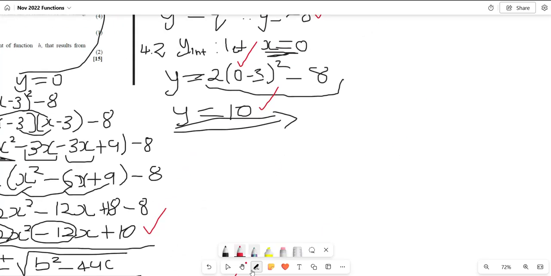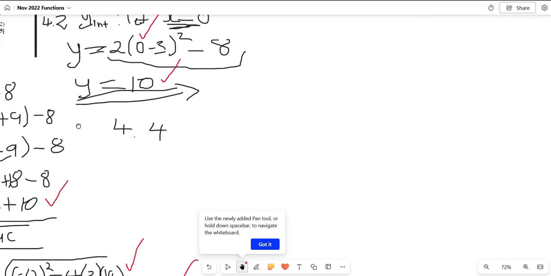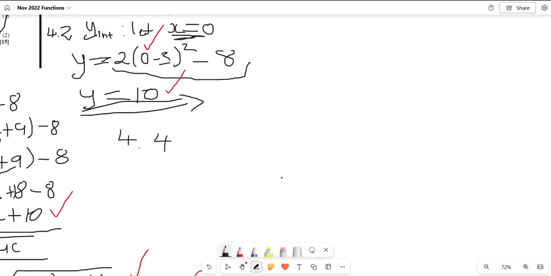Let us sketch 4.4. Is it 4.4? Let me check there. Yes, 4.4. We are sketching there. Actually, I don't know what is happening with me at this point in time, but we are going to sketch nonetheless, regardless of how it appears. What is important is the content.